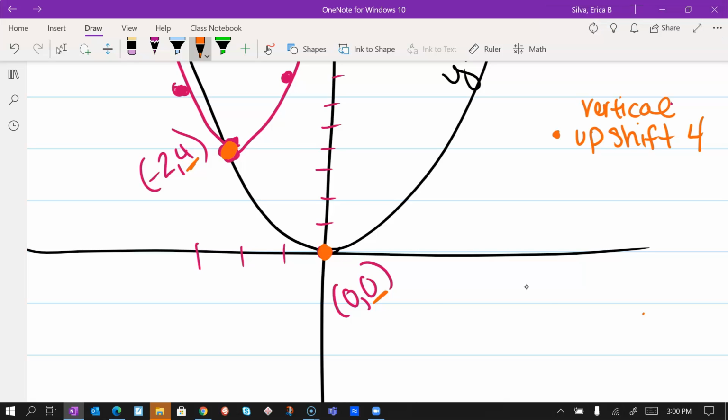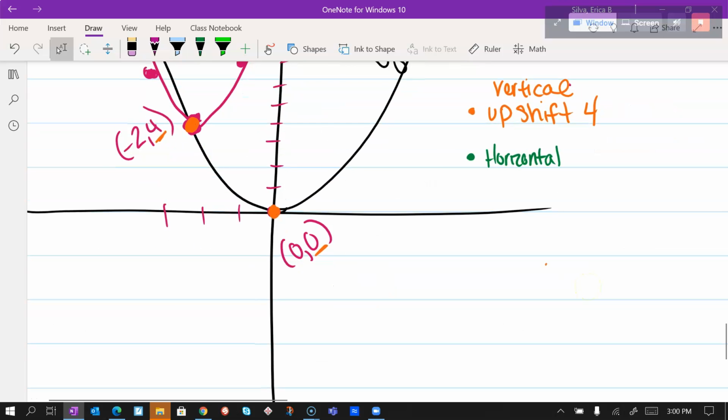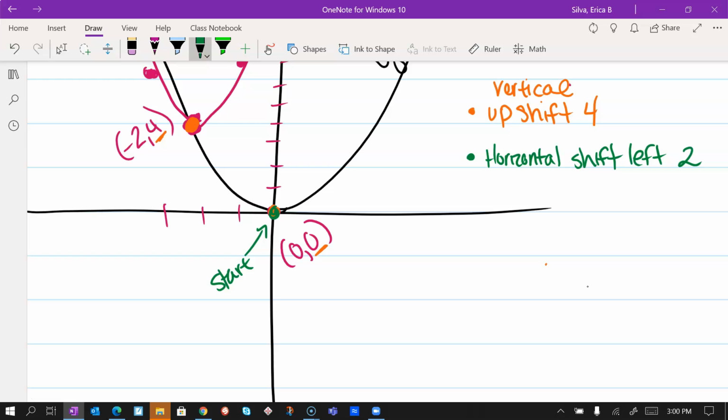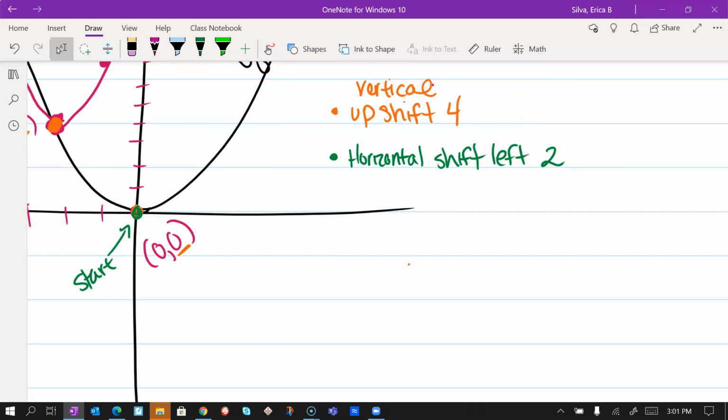All right, how about horizontally? Horizontal shift left 2. It's actually going to the left, right? Because we're starting here. We're starting from our parent function. And remember, we just have to say that it's 2. Oh, and I see what you're saying. So that -2, that will be my h. So h is -2. And then over here, because it's going up 4, that's going to be my k. So k is going to equal +4 because it's going up.